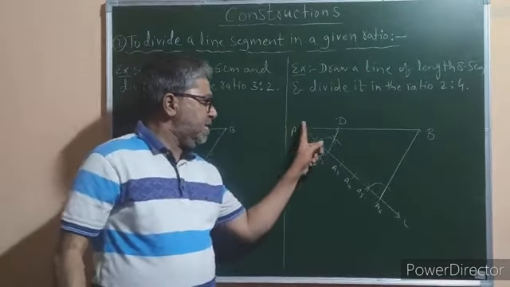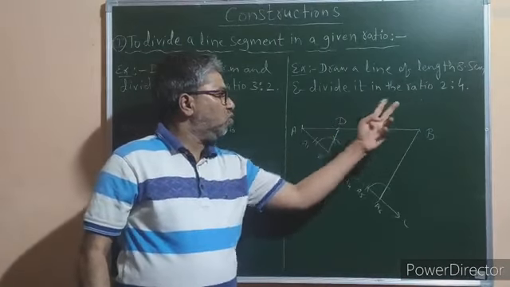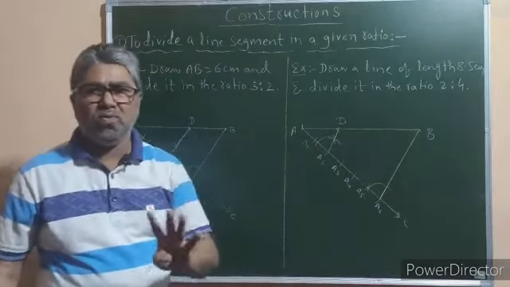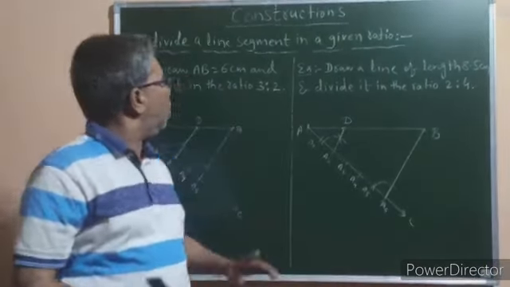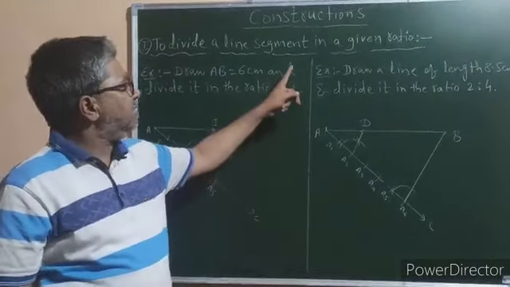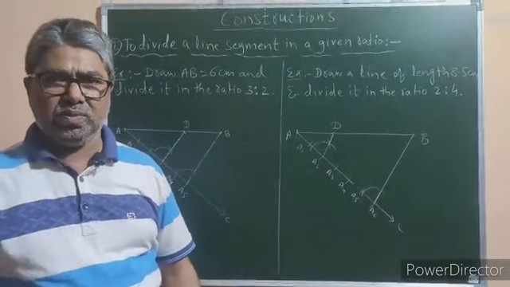So here AB is divided into the ratio 2:4. AD has got 2 parts and DB will show 4 parts. So this is how a given line segment is divided in a given ratio.